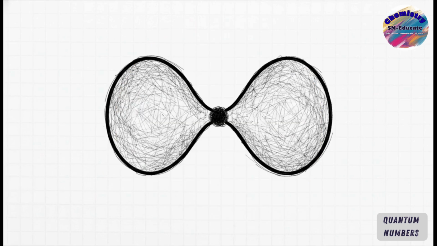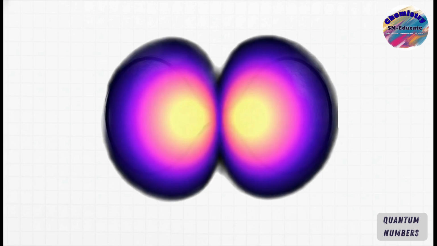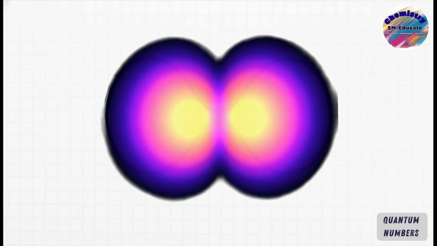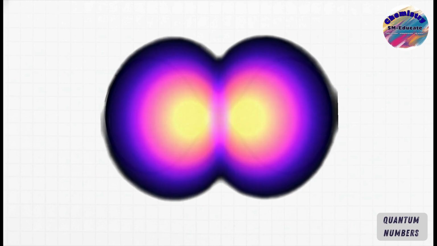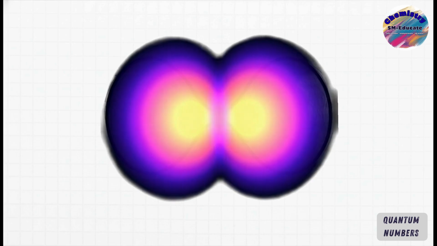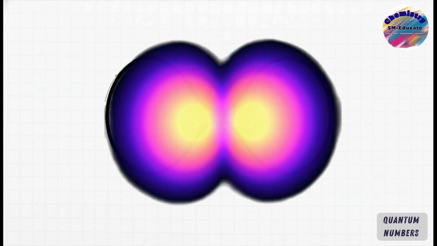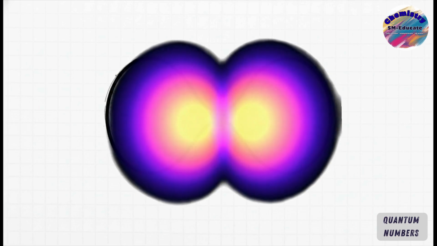But when L equals 1, things start to get a lot more interesting. We get the p orbital, which has this very distinct 2-lobed dumbbell shape. And this shape, it's absolutely fundamental to chemistry. It's these lobes of the p orbitals, reaching out into space, that allow atoms to form strong covalent bonds with each other. It's a huge deal.